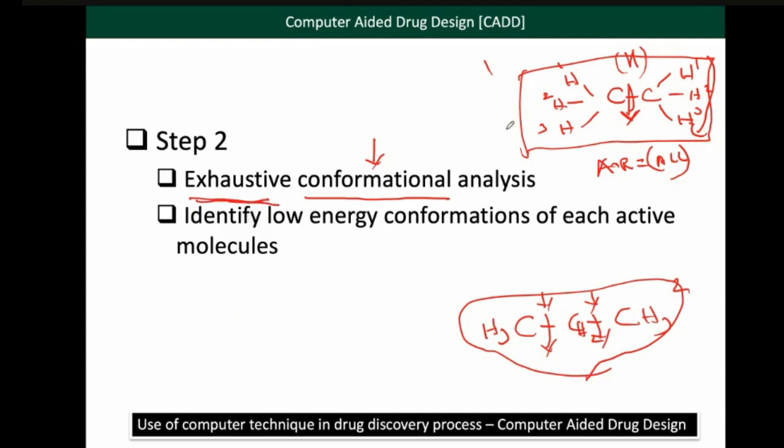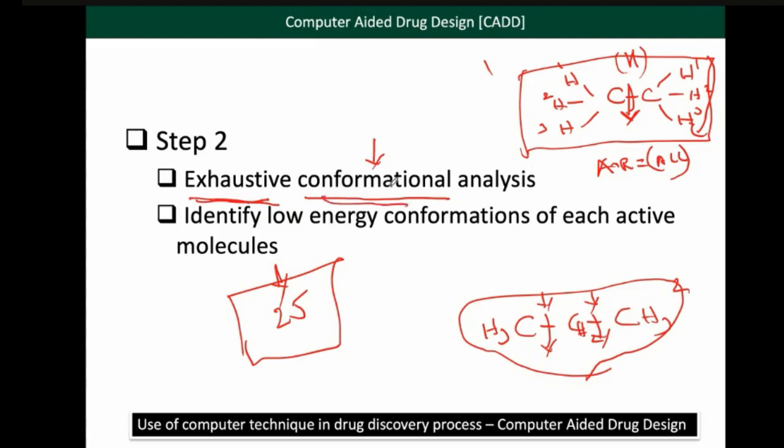So we have to do this exhaustive conformational analysis for all the compounds in the data set. So for example, in the first step, you have selected 25 compounds as the data set. For all the 25 molecules, we have to do the exhaustive conformational analysis. If you do this, all possible conformations of the 25 molecules will be identified with the corresponding energy. So why do we do this conformational analysis?